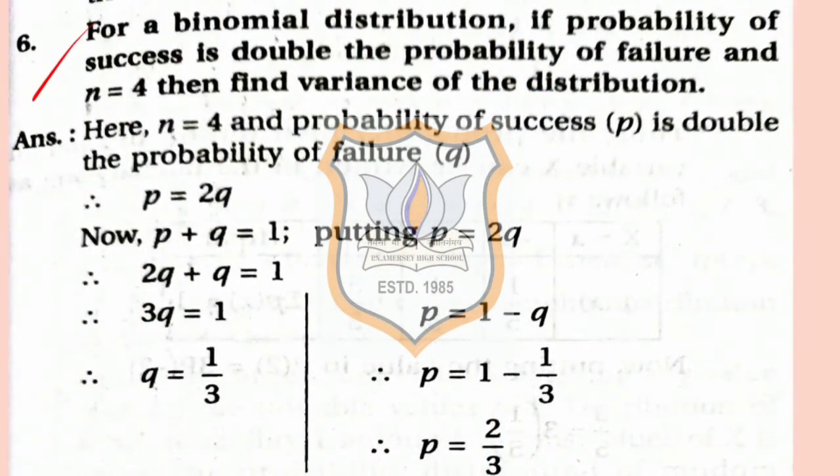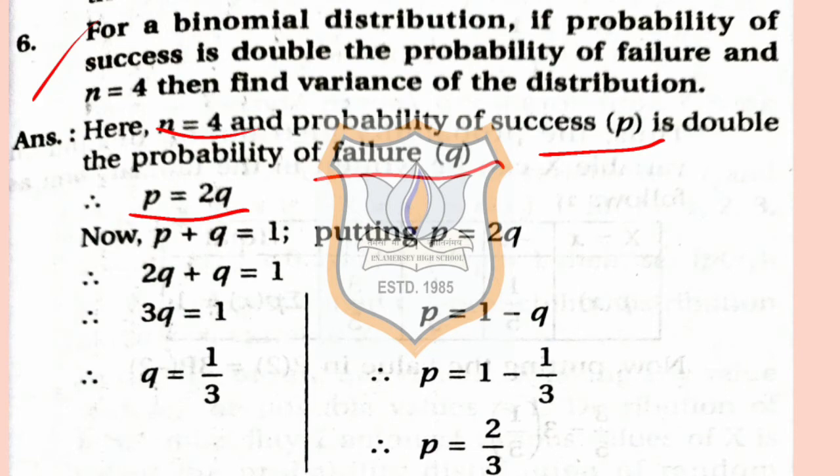Let's solve question number 6 of exercise 2.2. For a binomial distribution, if probability of success is double the probability of failure and n is equal to 4, find the variance of the distribution. Here n is 4. Probability of success we can denote by P. Probability of failure we can denote by Q. Now what is given? Probability of success is double the probability of failure. So we will have P is equal to 2Q.